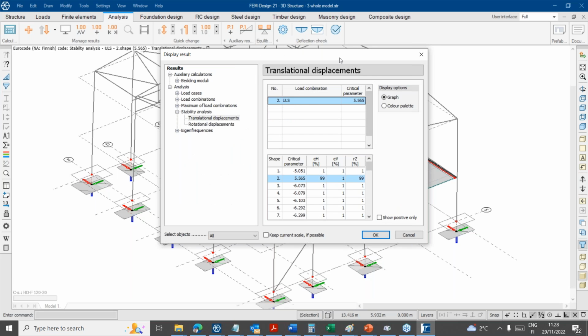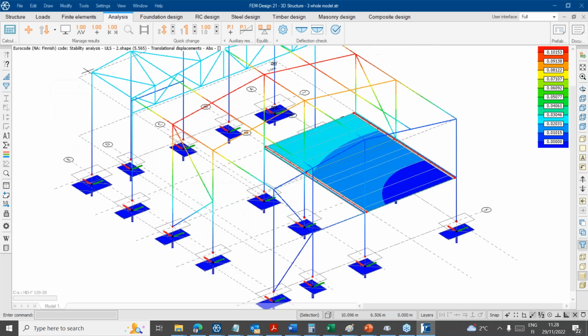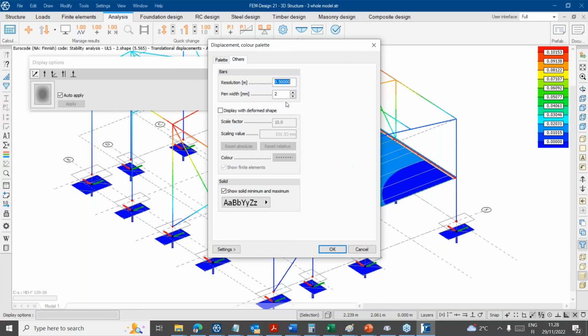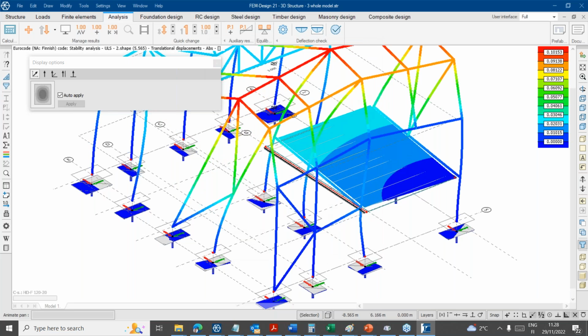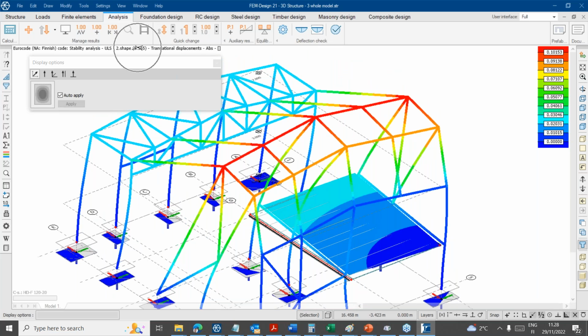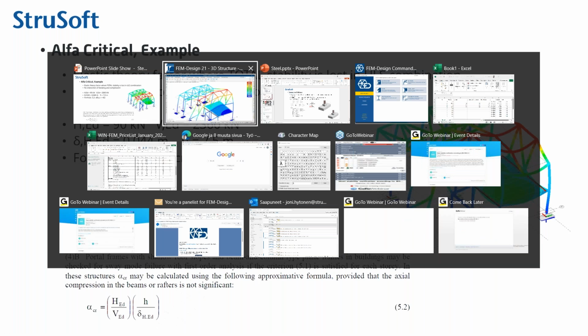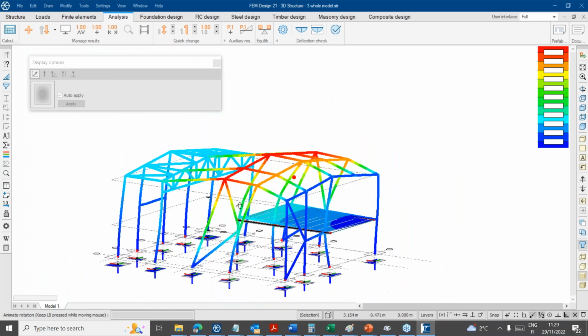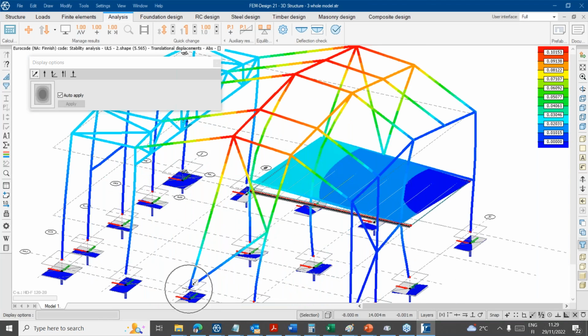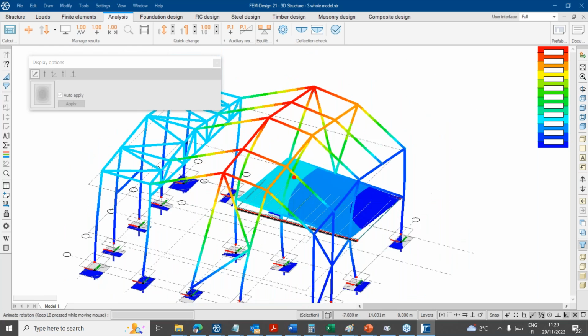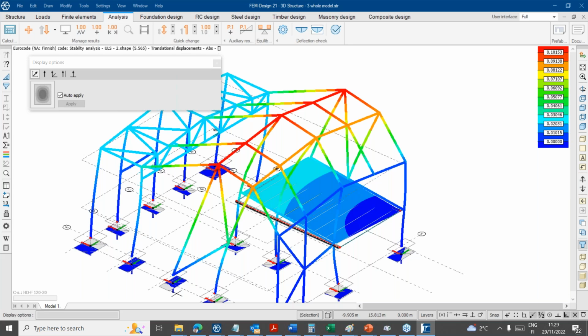Actually, I can take this color palette solution. It's easier to see, and let's put on the deformations. So the actual factor is a bit higher. It's 5.5, and with this simple approximation we get only 4.5. The difference is because we have other stiffening elements in the frame, not just the columns. By the way, if you look at this column, the stiffness of the connections has been taken into account. So when we calculate alpha critical, it's important to know your connection stiffness, especially if it's not ultimately rigid.